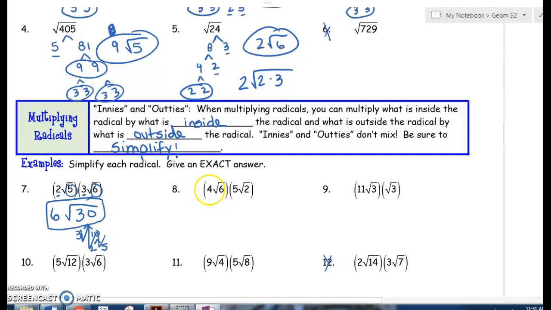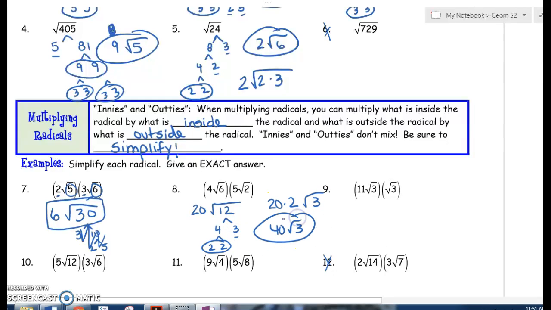For the next one, you've got 4 and 5 both outside the radical. 6 and 2 are both under, so you can multiply those. You get 12. Break down the 12, you'll have 4 times 3. 4 breaks down to 2 times 2. So we do have a pair of 2's that can be brought out in front. So the 2 is going to join the 20 out in front, and the 3, the leftover, stays under. So you end up with 40 root 3 for your answer.